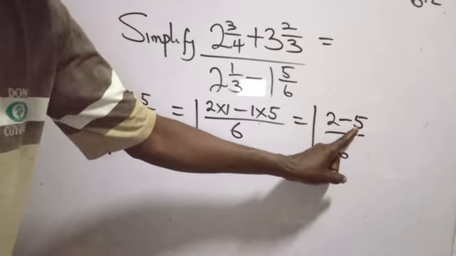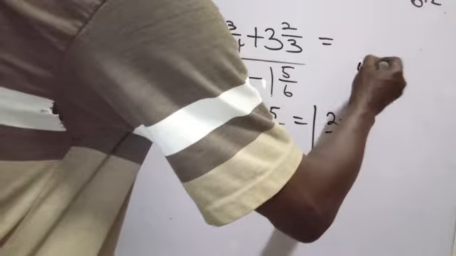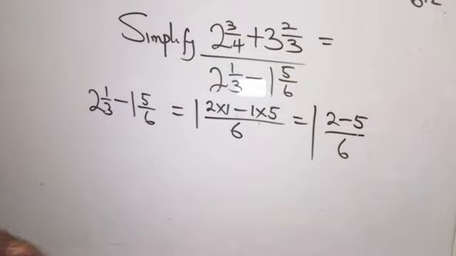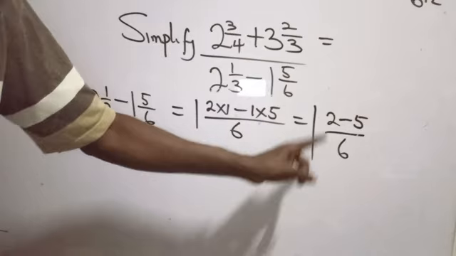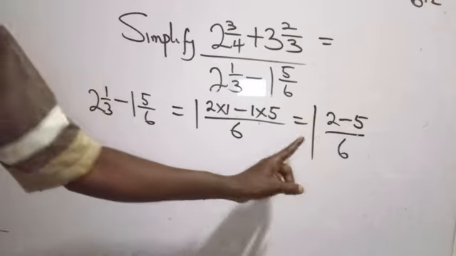Since you cannot subtract 5 from 2, it's not possible. If it were 5 minus 2, that means you are subtracting 2 from 5. That is okay. That is easy. That is normal. That is possible in fraction. But since you cannot subtract 5 from 2, because 5 is greater than 2, you now borrow 1 from here.